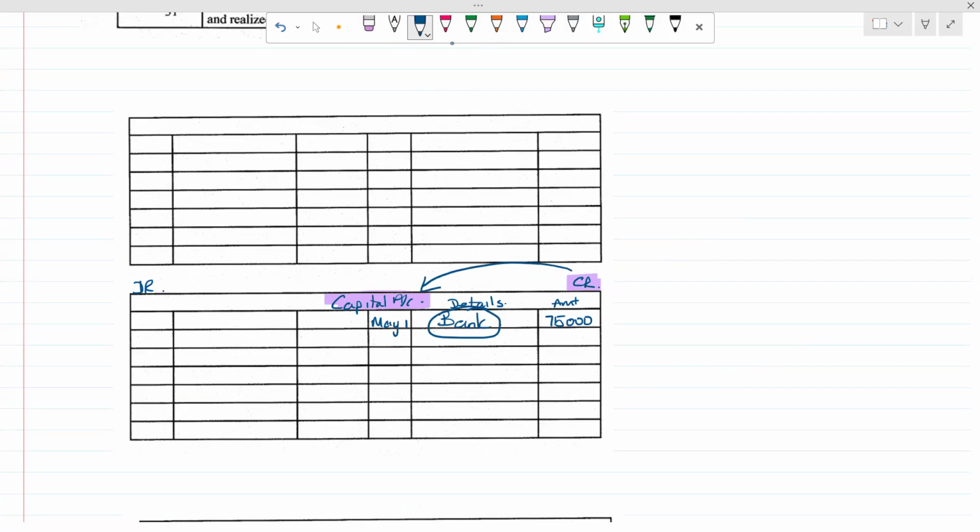Right. So when I write bank here, which side am I going to write on? Debit side. Right. And what's the amount that we're writing? How much is it? 75,000. And what are we going to put here? Capital. Good. So by writing capital here, am I debiting the capital account? No.